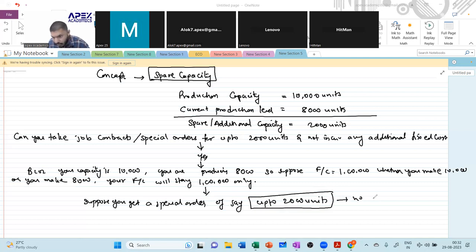That means there is no additional fixed cost. Do you understand this concept? This is the most important concept over here: there is no additional fixed cost. This is a 5-star concept. Do you understand this? Yes or no?